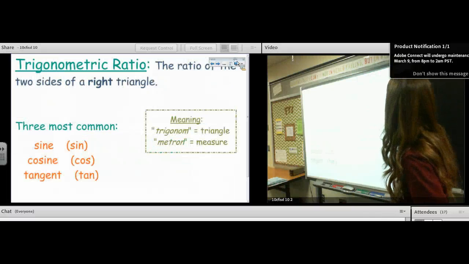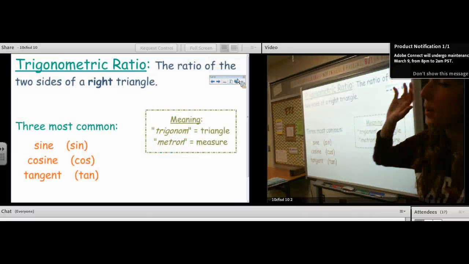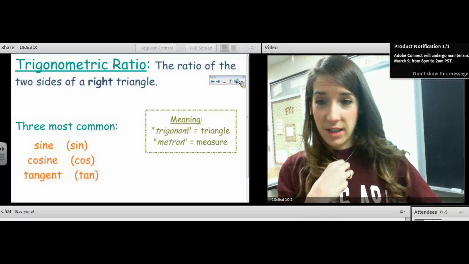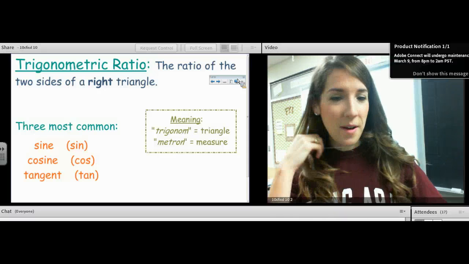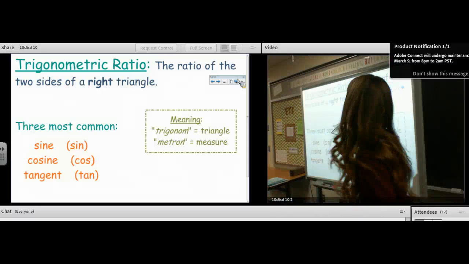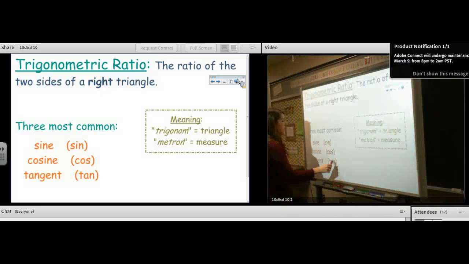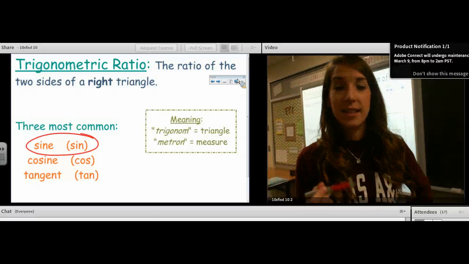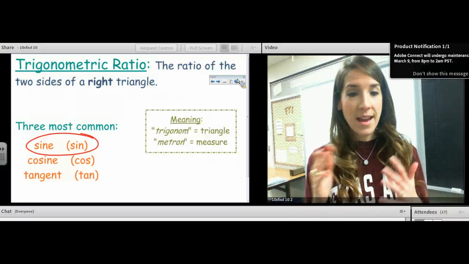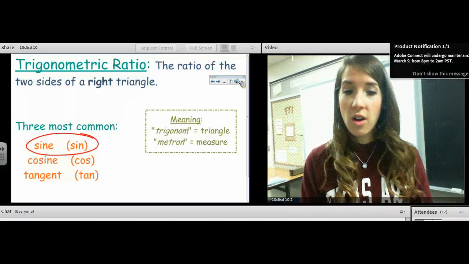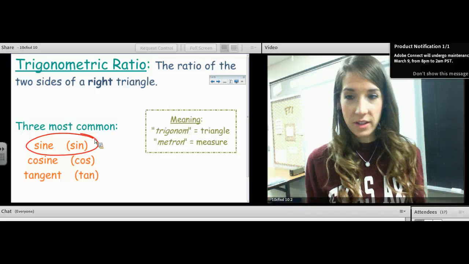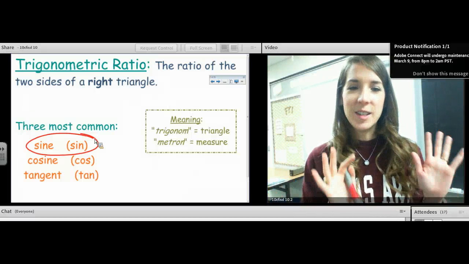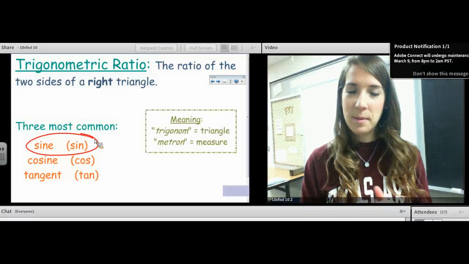Okay. So here are the three most common trig ratios. There are more out there, but I don't really even know much about them. These are the three that I know about because these help us solve our problems. So this one is pronounced sine. I know that we abbreviate it S-I-N, but we do not call it sin. We never call it sin. That is sine. We're not committing a crime. We're not sinning. So that is sine.